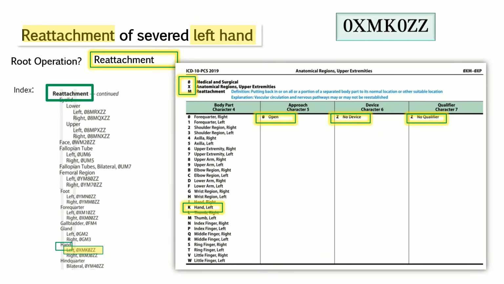All right, we have a few more. Not really that many more. Below the knee amputation, distal portion, right leg. All right, coders, what is the root operation? If you said this patient had amputation, then it's a detachment.